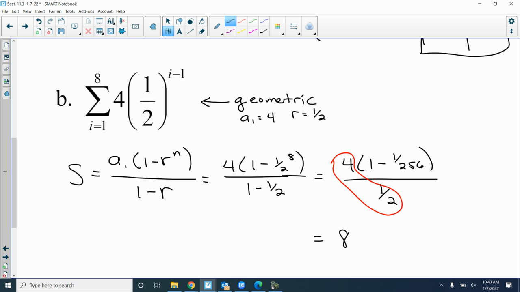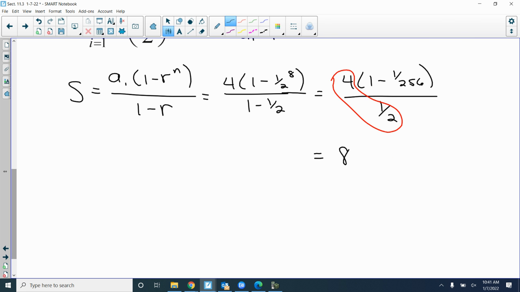Don't touch your calculator. What's 1 minus 1 over 256? Do you know how to do that? Just look at it. Anna, what do you get? It's 255 divided by 256, and then you multiply it by 8. So it's 255 over 256, because 1 is 256 over 256. So anytime you're subtracting from 1, you should be able to do that.